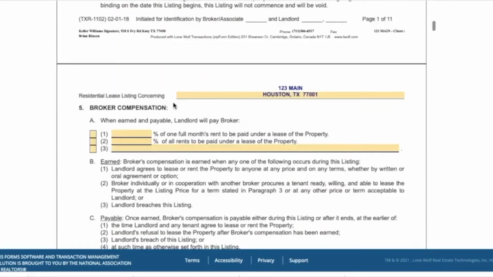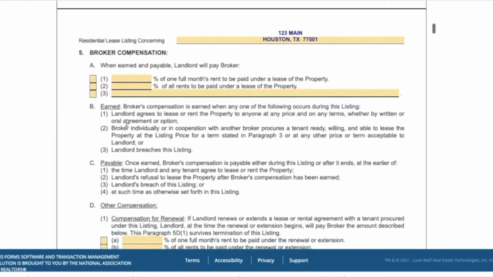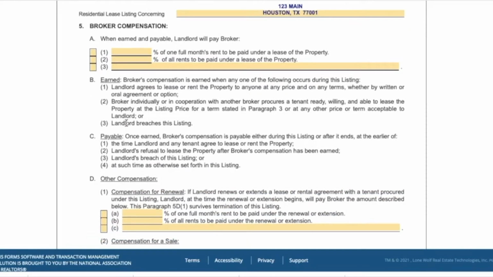will terminate. Here's the compensation. Typically it's 100% of 1 full month's rent. However, that's negotiable, but typically it would be 100% of 1 full month's rent, of which you would give 50% of that to the agent that attracts the tenant.